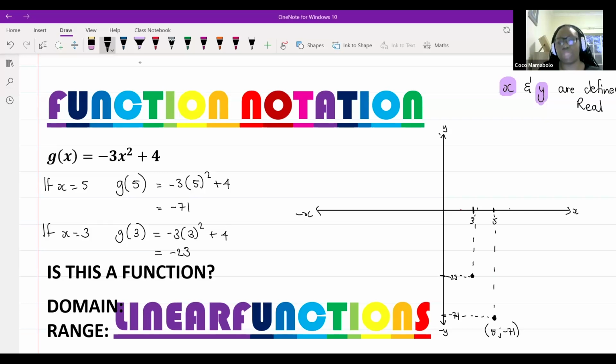Okay, let's try 0. Let's say if x is equal to 0, then I know that my function g at the point 0 is going to give me -3 times 0 squared plus 4. I know anything multiplied by 0 is going to give us 0. So the answer over here is going to be 4. So my x coordinate will then be 0 and my y coordinate would be 4. My x coordinate at 0 is right there, and my y coordinate at 4 would be somewhere up here, 4. So these two would cross there.